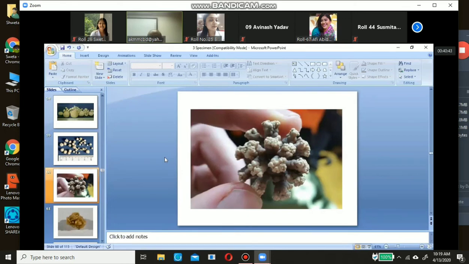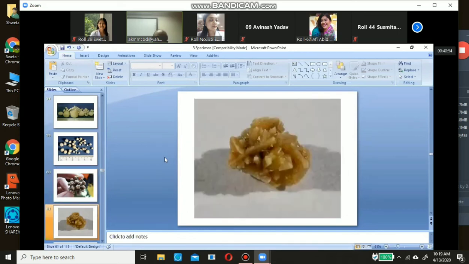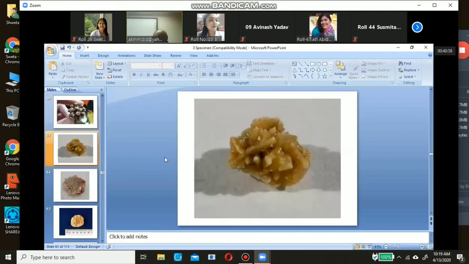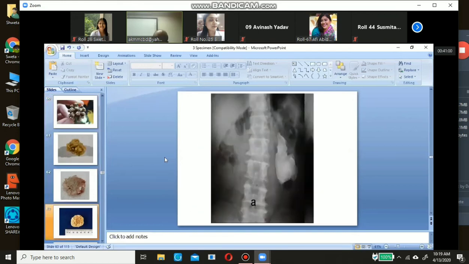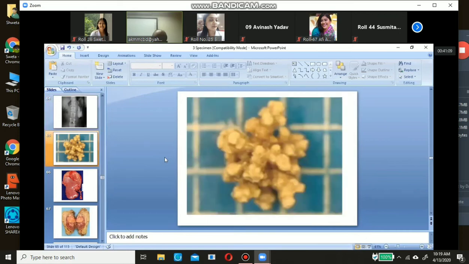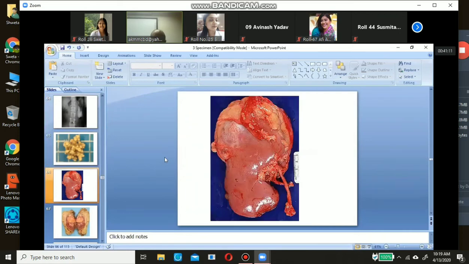You see the surface. It is spiky, and therefore it produces early symptoms. This is oxalate stone, and you see these are black in color. This is also oxalate stone. This is a very early X-ray of a staghorn calculus. These are oxalate stones. Now, what is the organ?